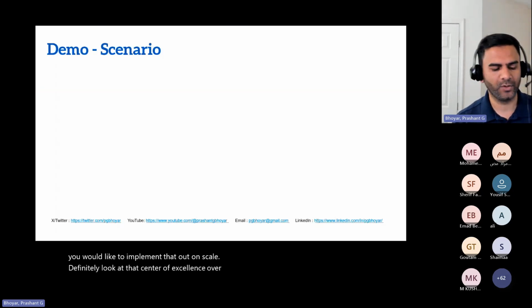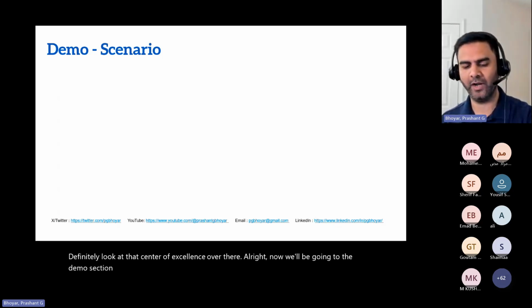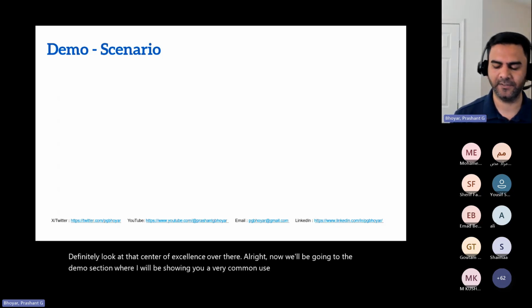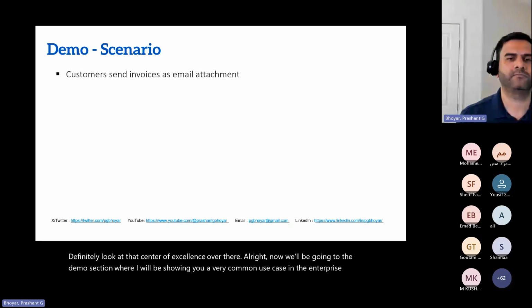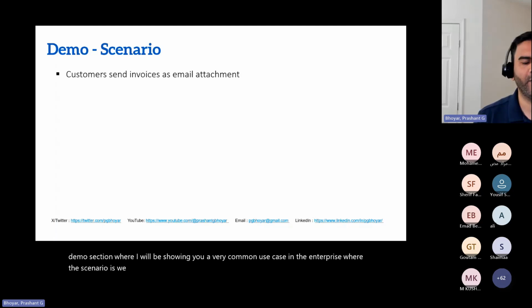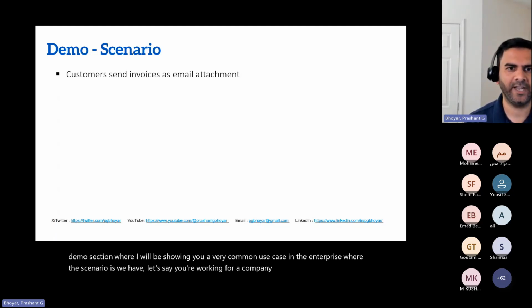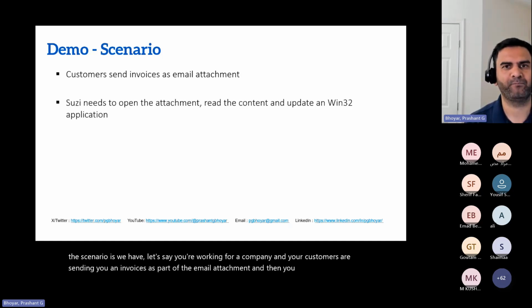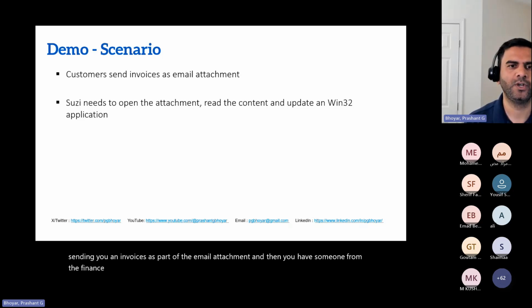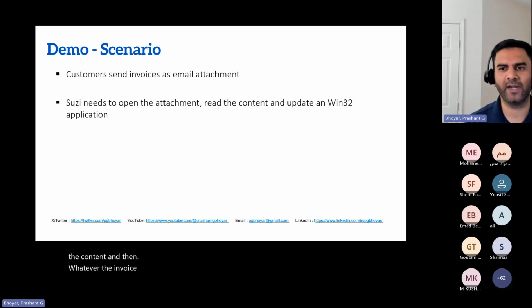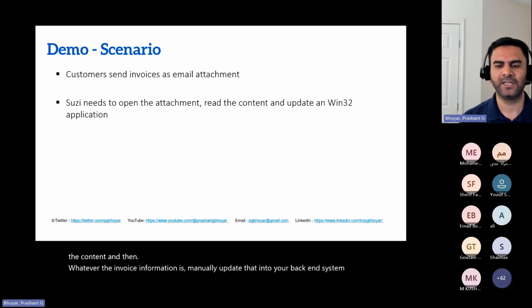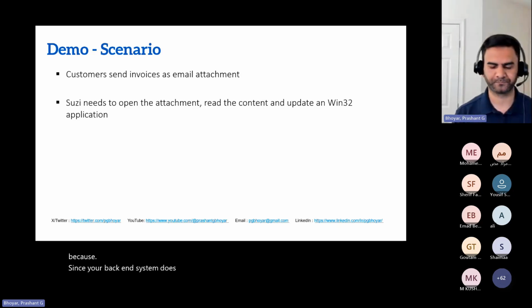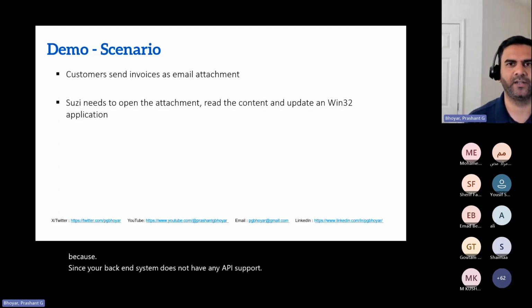All right, now we'll go to the demo section, where I will show you a very common use case in the enterprise. Let's say you're working for a company and your customers are sending you invoices as email attachments. Someone from the finance team monitors those emails, opens the attachments, reads the content, and manually updates the invoice information into your backend system. Since your backend system does not have any API support, you cannot really automate this using a cloud flow.